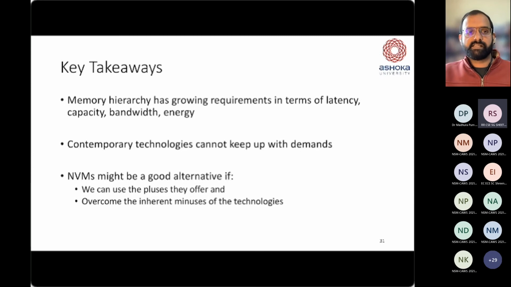So one of the large takeaways that I would try and put out from this part of the lecture, and I think I'm kind of out of time, which is essentially very good because then I don't have to go into storage.